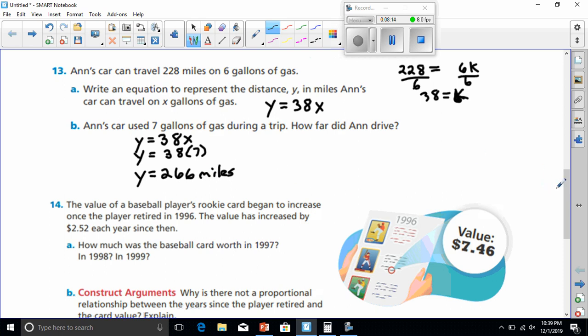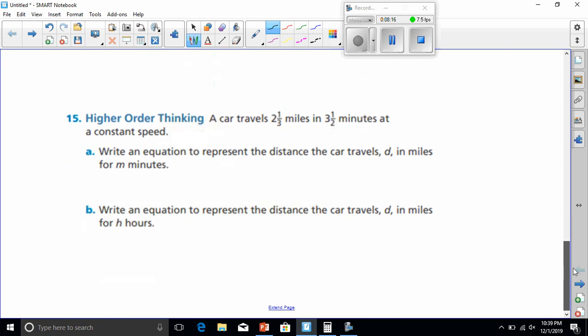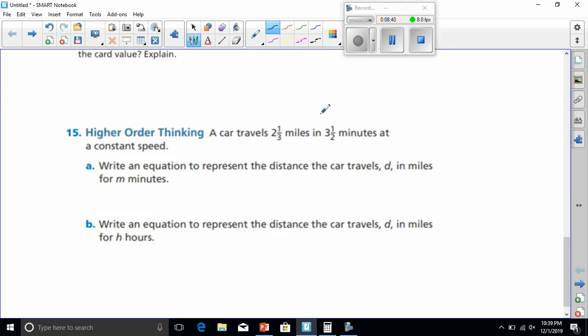All right, let's go to the next number. A car travels 2 1/3 miles in 3 1/2 minutes at a constant speed. Write an equation to represent the distance the car travels, d, in miles per minute. Okay, if I was going to do this, I need an equation. First of all, I need to find out how much it goes in 1 minute, right? So if that's true, we need to take 2 1/3 and realize that the distance is being divided by 3 1/2 minutes.